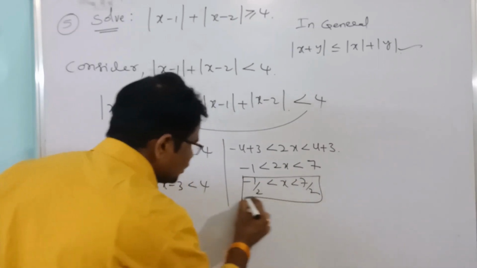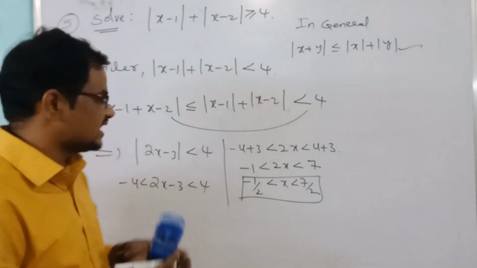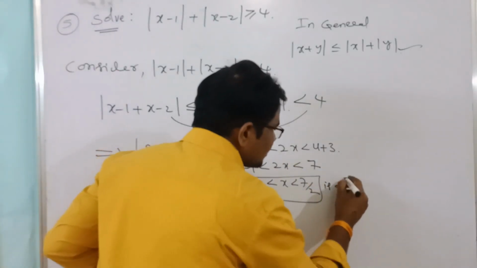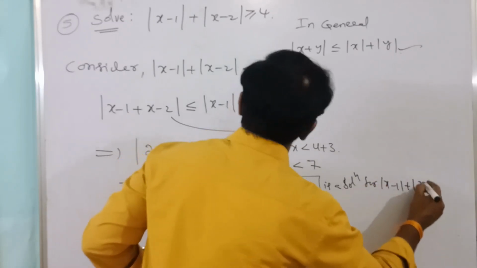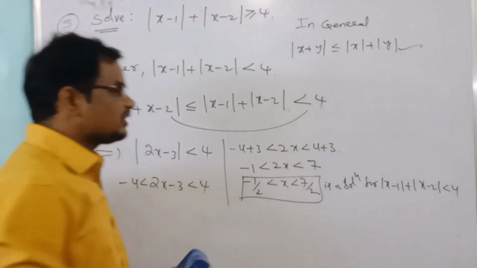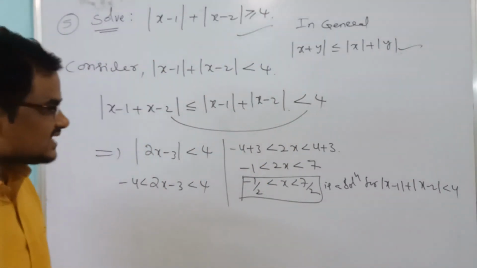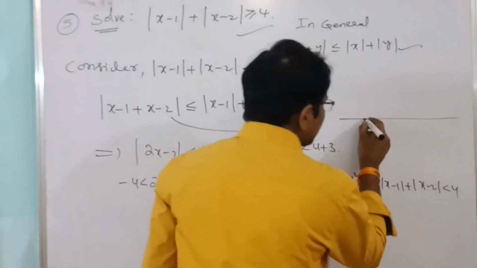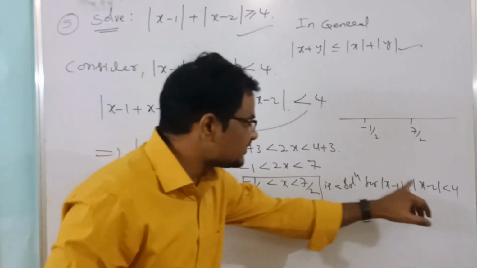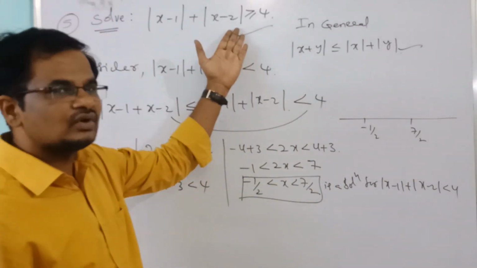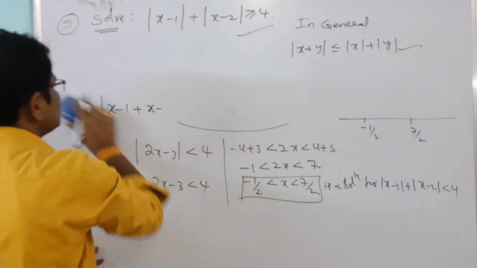This is the solution for what? |x − 1| + |x − 2| < 4. But we have to find the solution for greater than or equal to 4. Here −1/2 is there, here 7/2 is there. So this is the solution for the less than case, meaning for greater than or equal to, this interval will be excluded.